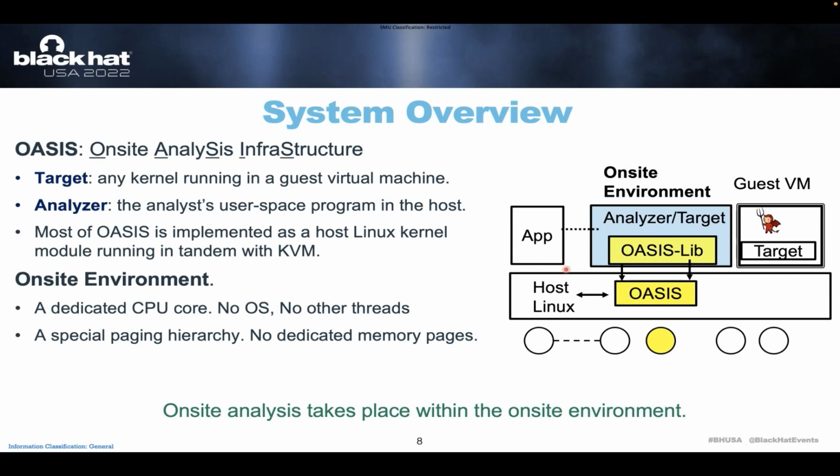In this infrastructure, we consider the target to be one thread, not the whole program, running in the guest VM. The analyzer is a normal application running on the host Linux. Technically this is for Linux only, but the target can be any operating system, even Windows. When it runs, most of the OASIS job is done within the host kernel, and OASIS creates the on-site environment, as I show here.